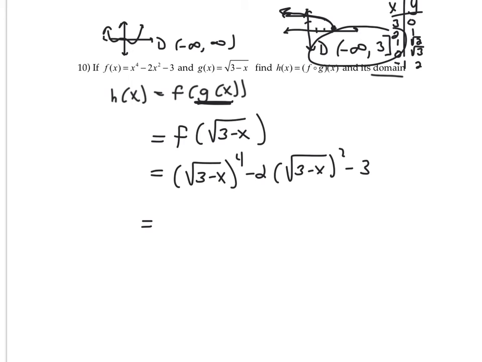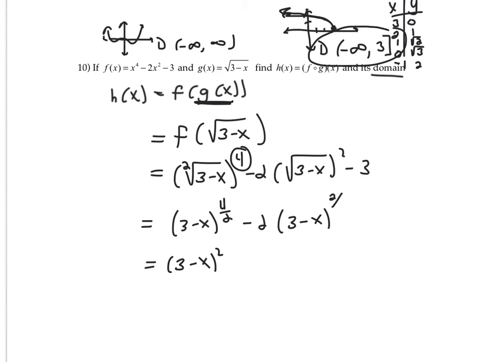Now remember what you've learned about rational exponents. I could rewrite this as 3 minus x raised to the 4 over 2, because it's the exponent divided by the root. Square root is 2. And that's going to simplify to 3 minus x squared. Okay, in the second case, we're just going to have 3 minus x, because that would be 2 divided by 2. We take the exponent divided by the root, so that's equivalent to 1. So we don't need an exponent there. And then we're subtracting 3 on the end.